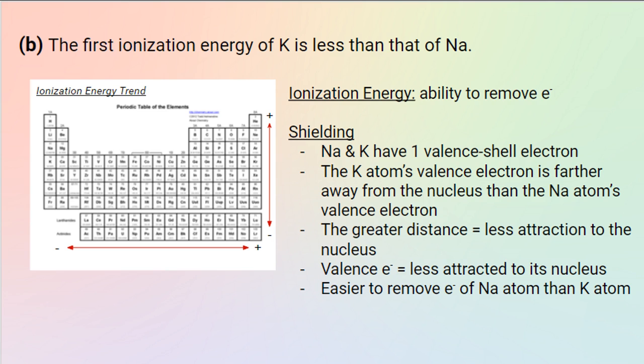And so the valence electron is less attracted to its nucleus, and so the K atom has a lower ionization energy because it is easier to remove the electron from the K atom rather than the Na, since there are more orbitals in it, and the K atom has its valence electrons farther from its nucleus.